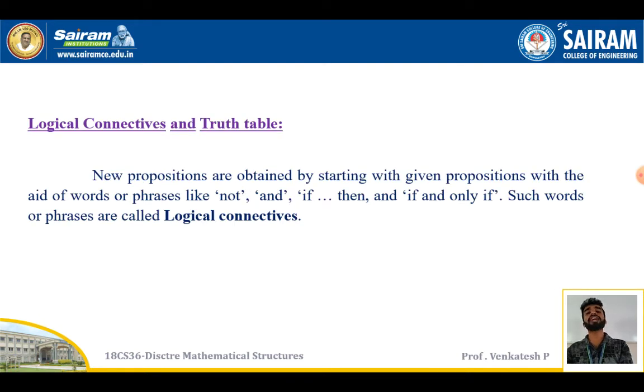Next is logical connectives. New propositions are obtained by starting with the given propositions with the aid of words like not, and, or, if then, if and only if, etc. Such words will be called logical connectives. To obtain new propositions, we have to insert these logical connectives in between the propositions.